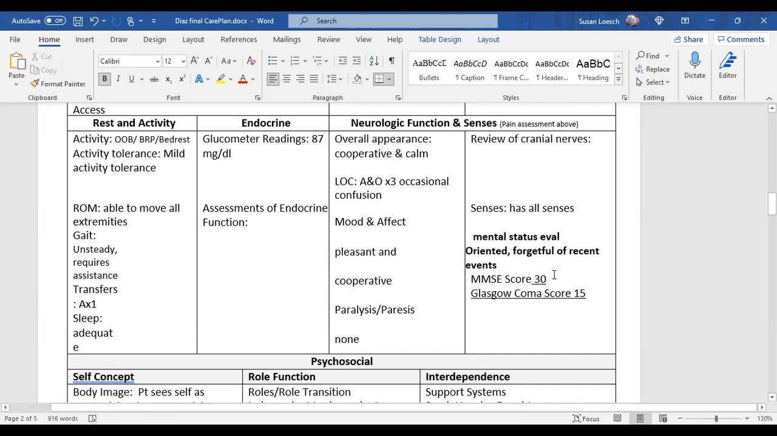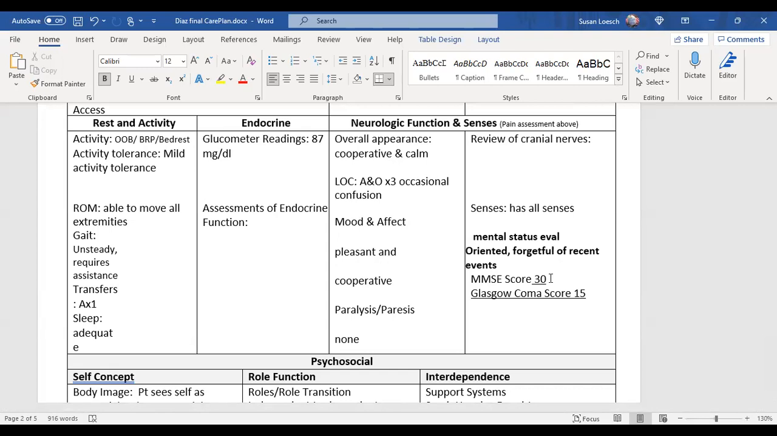And then over on the right, where it says MMSE, we didn't do a mini mental status evaluation on her. But the Glasgow Coma scale would go there. And that is in your case study that I sent you. I think it's a 14 or a 15, I don't remember. You guys didn't do any cranial nerves, so you wouldn't put that, you would just put not applicable.